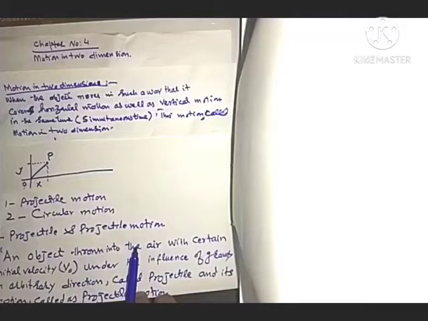First of all, we discuss the projectile and its motion, that is projectile motion. An object thrown into the air with a certain initial velocity Vo, under the influence of gravity, in an arbitrary direction is called a projectile, and its motion is called projectile motion.